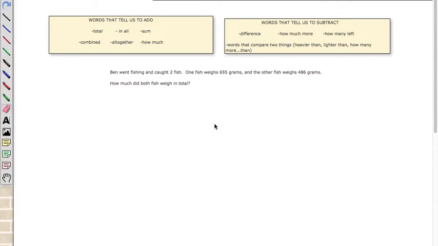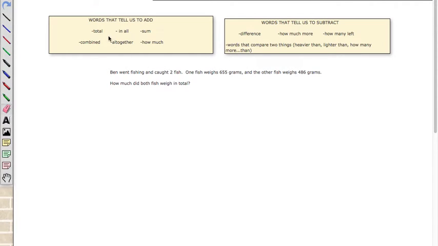Hi boys and girls. Today I'm going to show you how we can apply addition or subtraction strategies to word problems, especially word problems that might involve another strand in math like measurement, where we're looking at kilograms and grams.